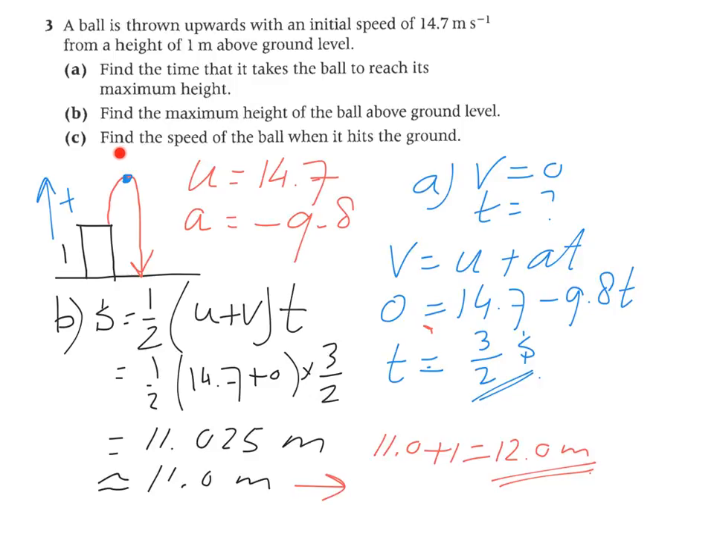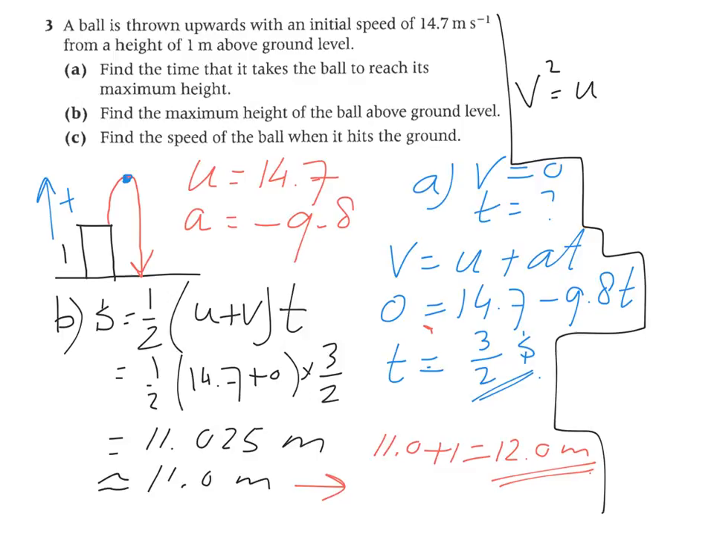Fantastic. Question C, find the speed of the ball when it hits the ground. So what is the speed there at the end? Several ways of approaching it. Like most of these questions, don't think that my way is the only way, because it's not. It's just my method. But you're going to pick an equation. I'm going to pick v squared equals u squared plus 2as.